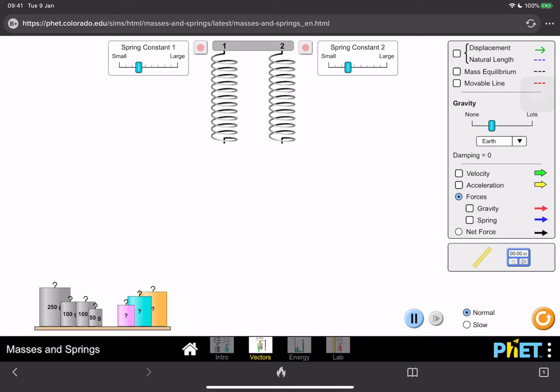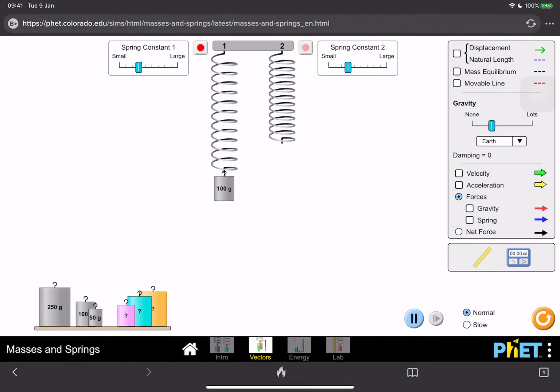Okay, so what do we have here? We have two springs, and you can just put the mass onto the spring, and here I'm holding onto the mass, right? So it's not moving much unless I move my hand or my stylus. But if I release my hand here, it's going to start oscillating like this, up and down.